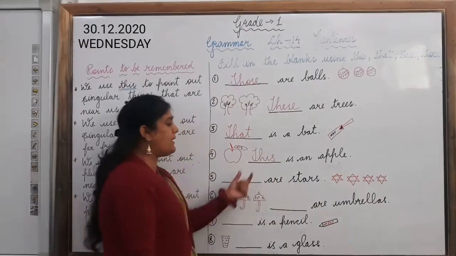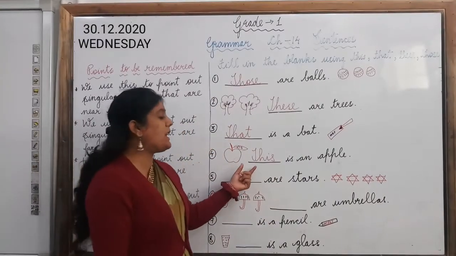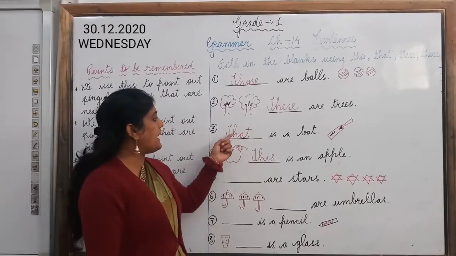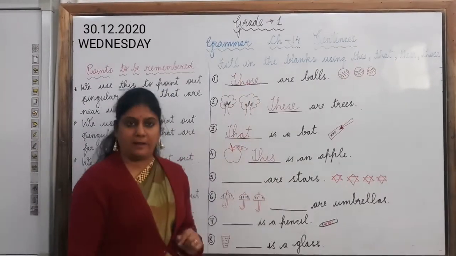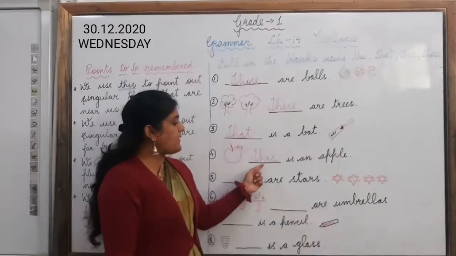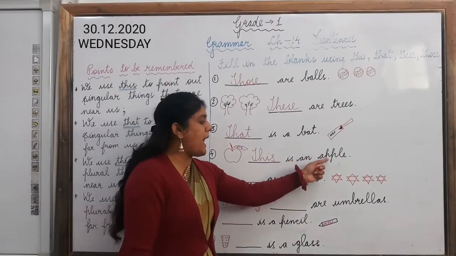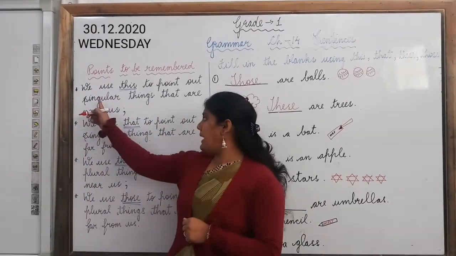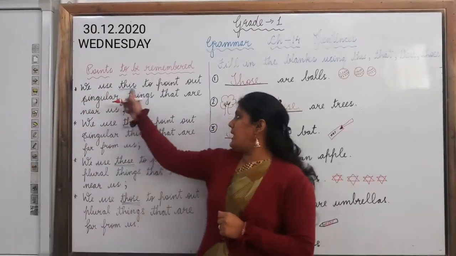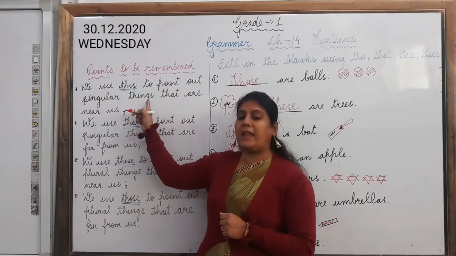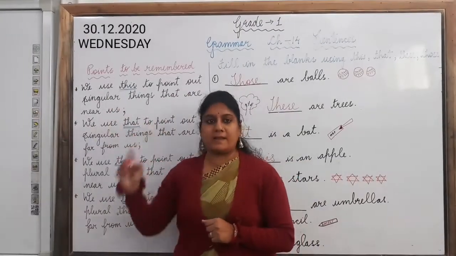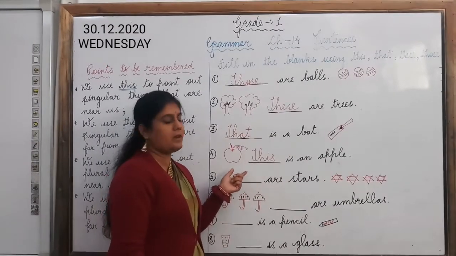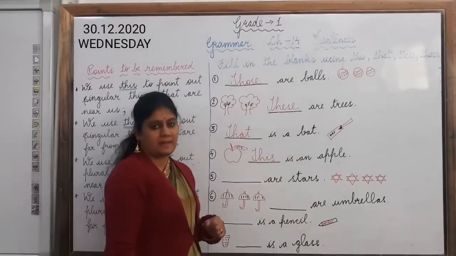Children, remember that whenever we begin a sentence, we should begin with the capital letter. So here you can observe that T is capital everywhere. So the sentence will be, this is an apple. Now why have we used this here? Because I have explained to you, we use this to point out singular things that are near us. So here this apple is near to the blank or near us. So we have used this here.